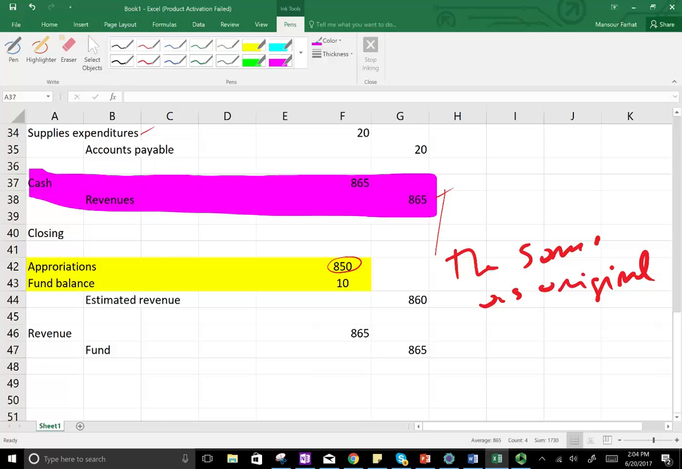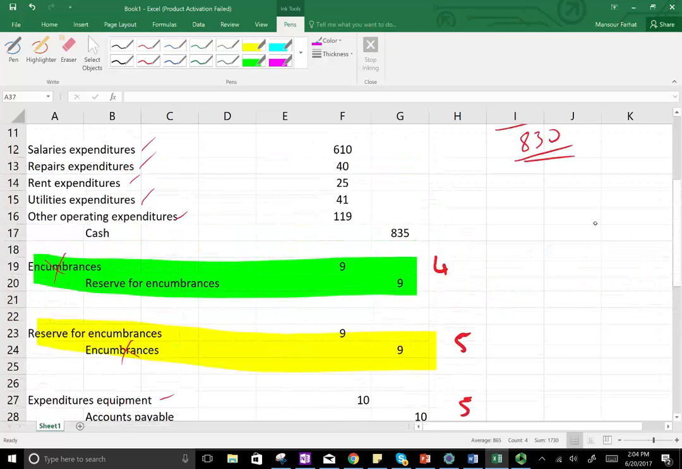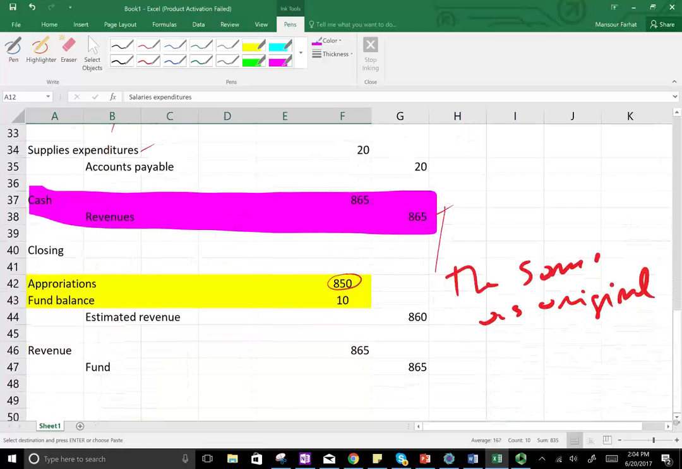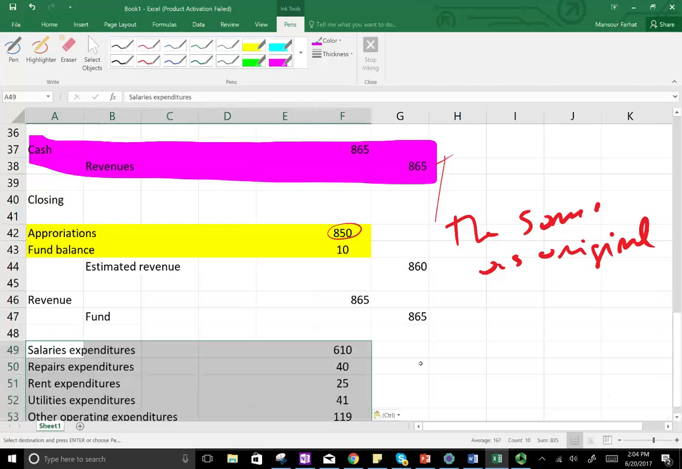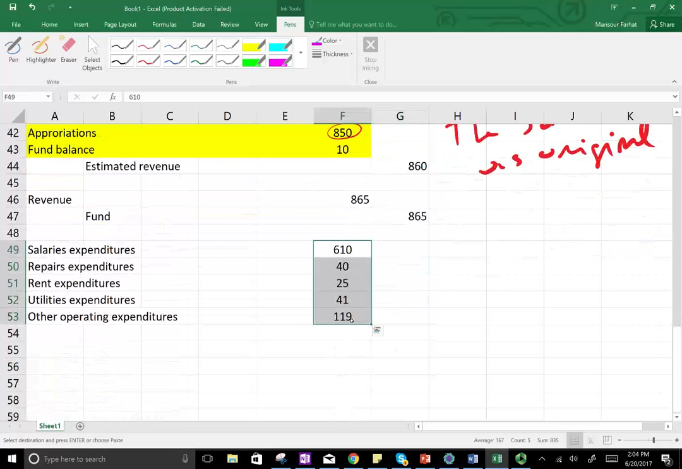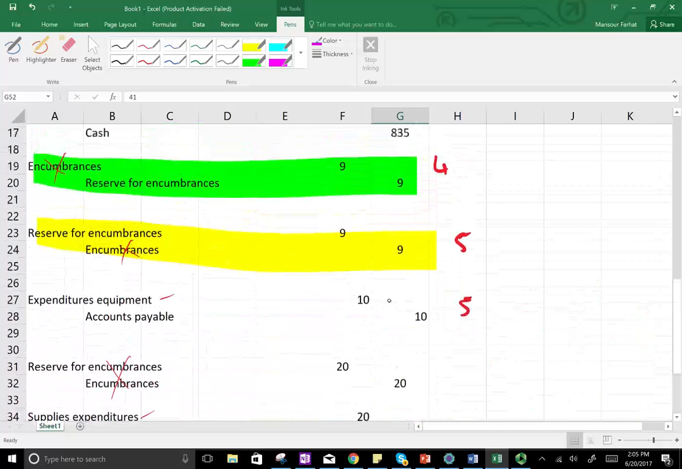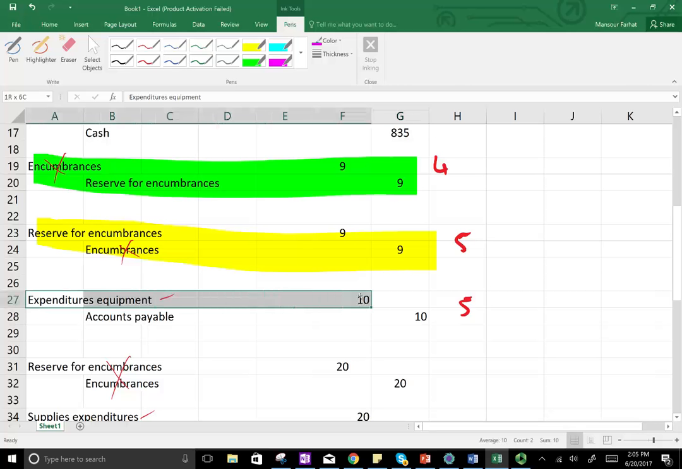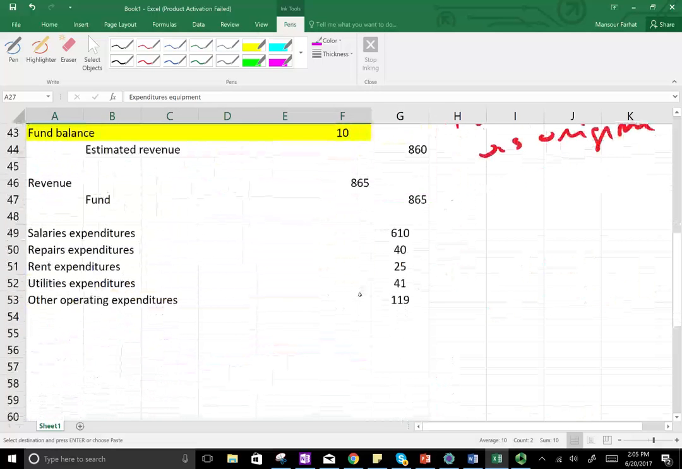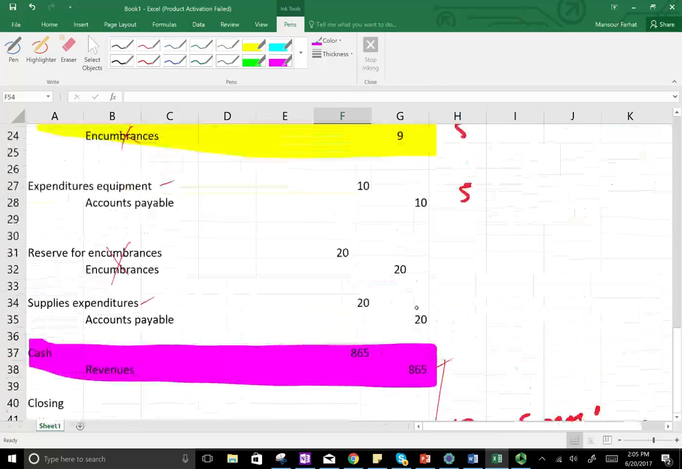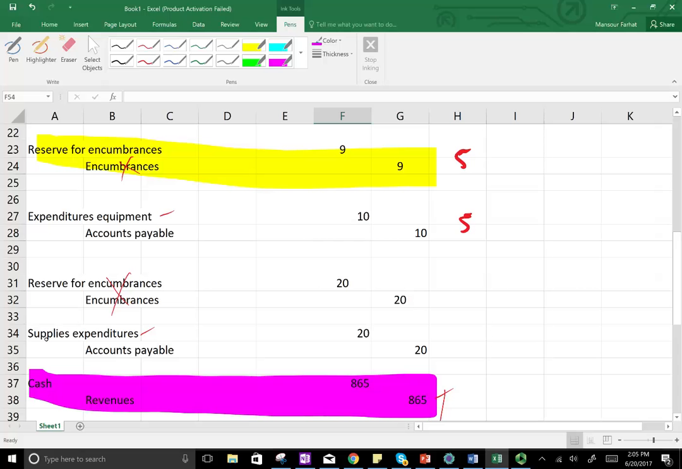Okay, good. Now I need to close all the expenses that I identified earlier. So I'm going to copy all those expenditures. Rather than debit them, I'm going to credit them. So I'm going to cut the numbers from here, cut and paste. So I'm going to credit all of those. What other expenditure do I have? I have the equipment expenditure, that's 410. What else do I have? I have the supplies expenditure 420.